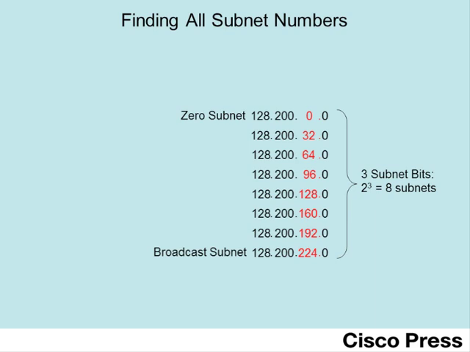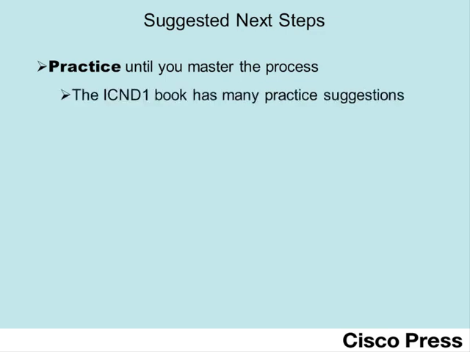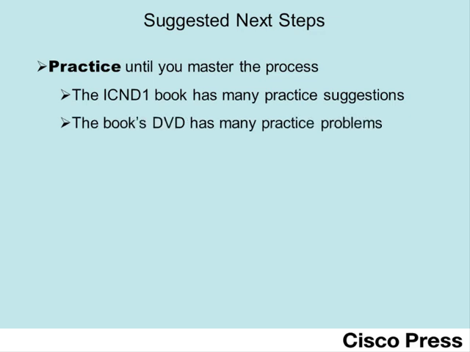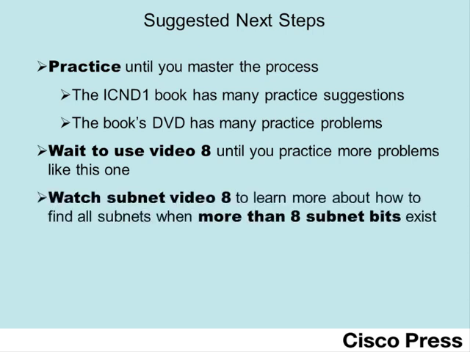So what should you do from here? Well, you need to practice until you master the process. The book has some practice suggestions, including an appendix on the DVD that has additional practice problems. You should wait to do the next video until you practice more like this one, where there are less than 8 subnet bits, which keeps all the work inside one octet, because video 8 will show you how to do the work in multiple octets.